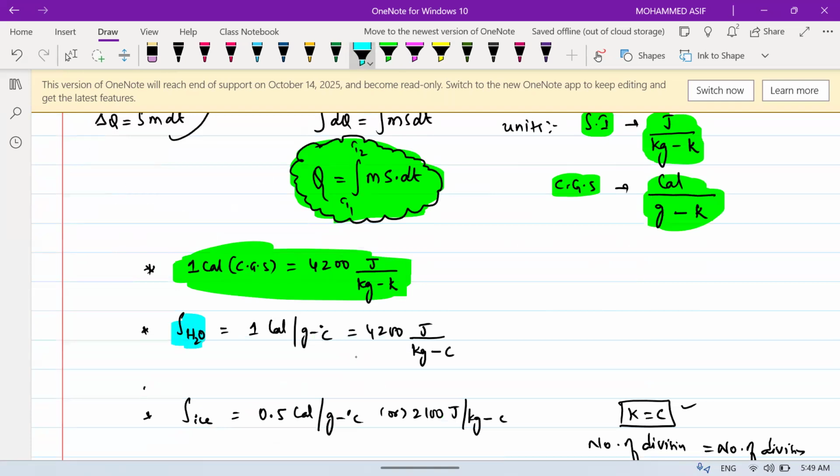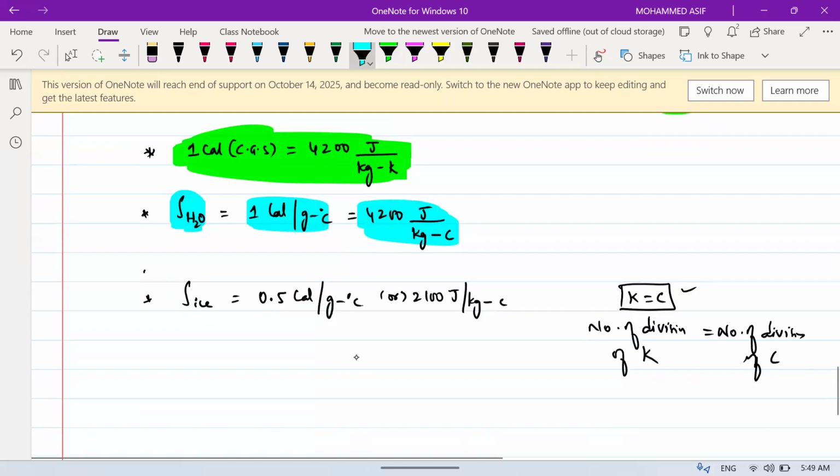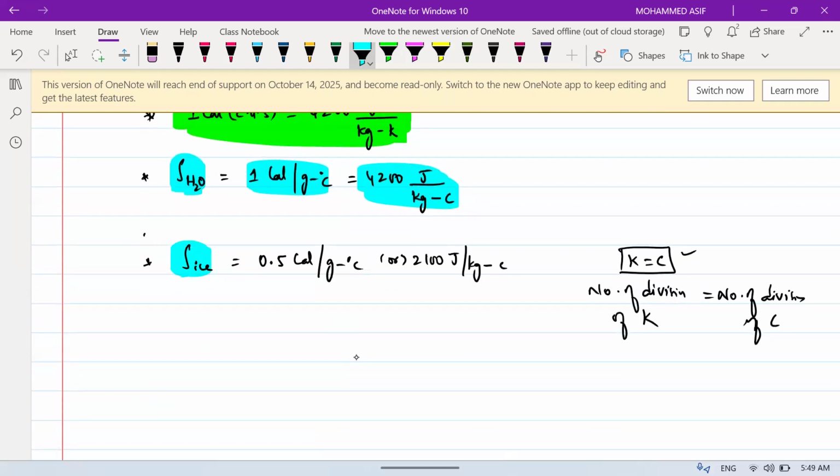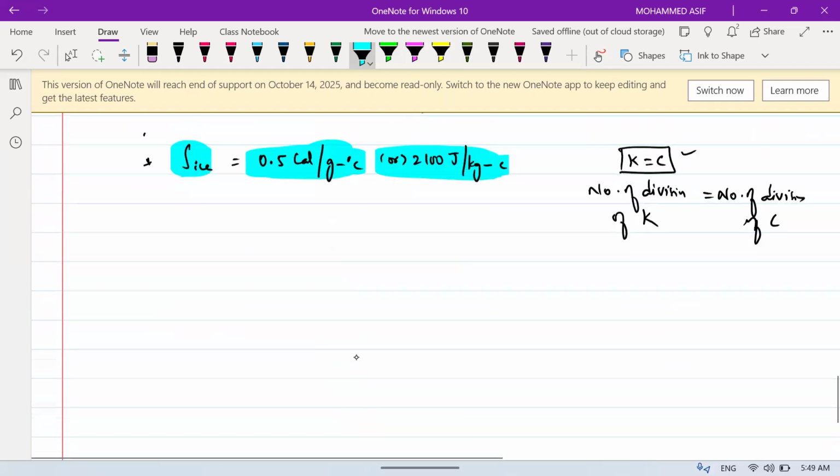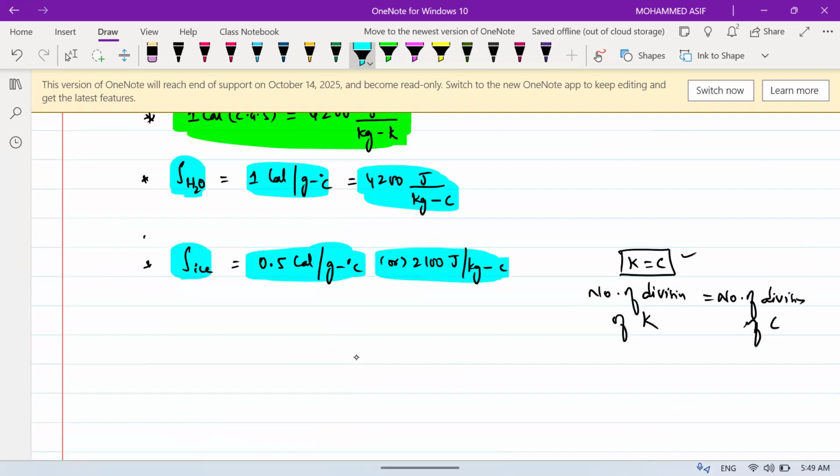The next one is specific heat of water. In CGS system it is 1 and in SI system it is 4200 joule per kg Kelvin. And specific heat of ice, very, very important, is 0.5 calorie per gram per degree Celsius or 2100 joule per kg Celsius. Am I clear with this? Any doubt in this one? Am I audible, beta?